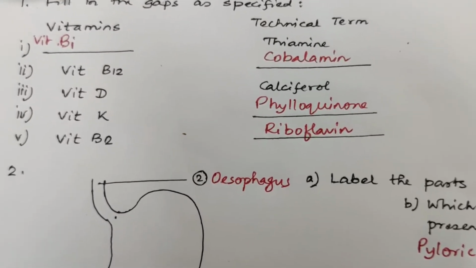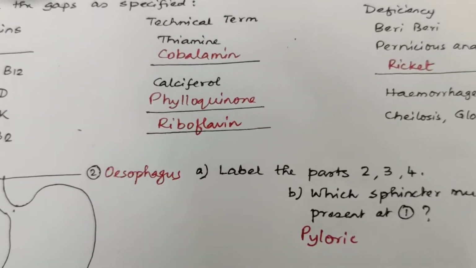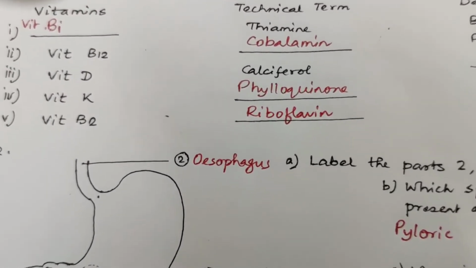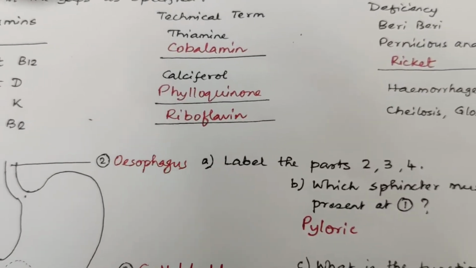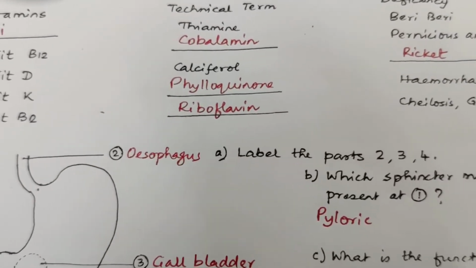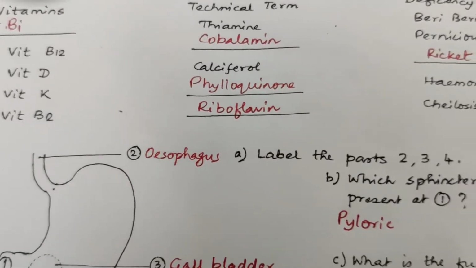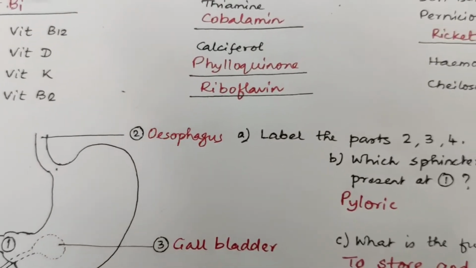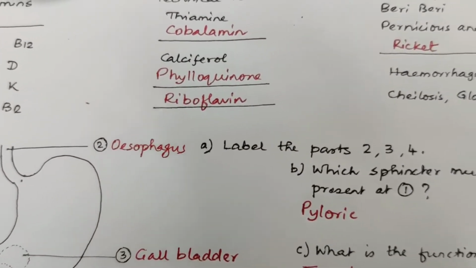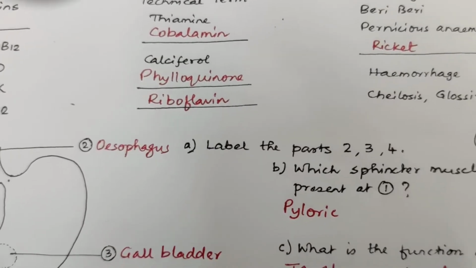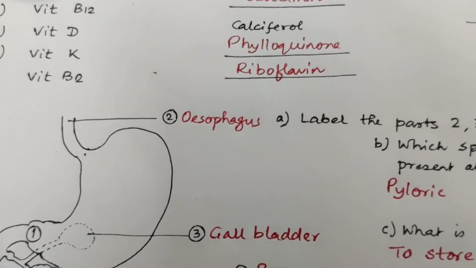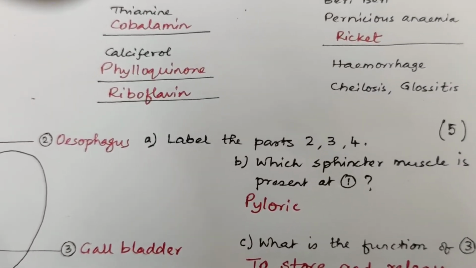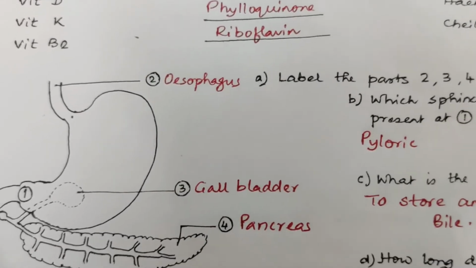Which is the vitamin? It is vitamin B1. The deficiency disease caused by the absence of thiamine is beriberi. Vitamin B12 is cobalamin. The deficiency disease is pernicious anemia. Vitamin D is calciferol. The deficiency disease is rickets. Vitamin K is phylloquinone or naphthoquinone, and the deficiency disease is hemorrhage. Vitamin B2 is riboflavin. The deficiency diseases are cheilosis and glossitis.